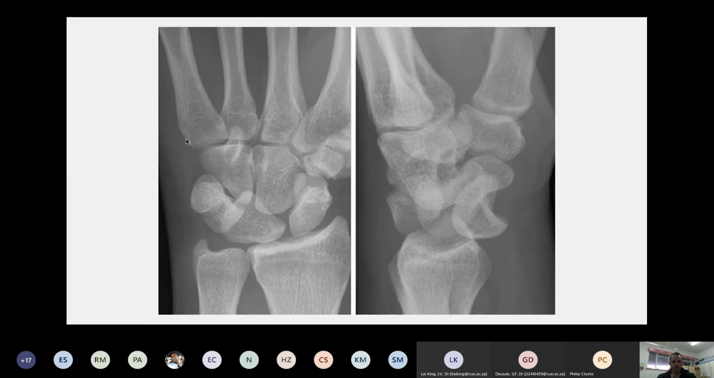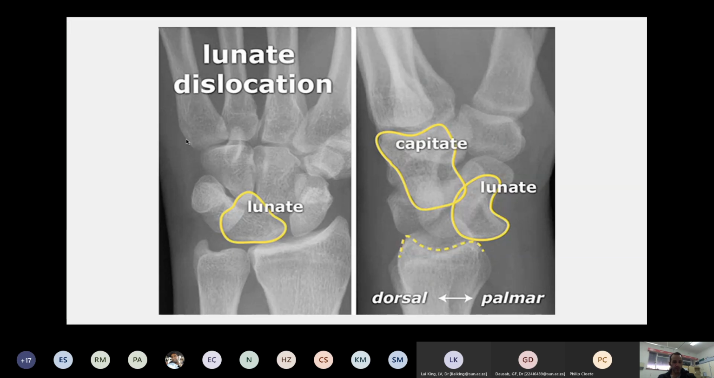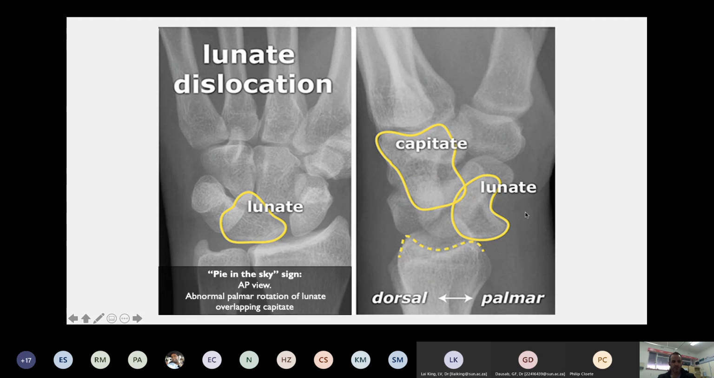Cool. So this is quite a similar X-ray to previous, but it's actually a lunate dislocation. Here you can see on the lateral aspect, the capitate and the radius are in alignment, but the lunate itself is spilled forward. We call that the spilled teacup sign. On AP view, because the lunate shifts forward and rotates at the same time, it gives us what's called the pie in the sky sign. That's only seen on the AP view, and it's because the lunate overlaps the capitate. It's abnormally rotated. On the lateral view, we have a spilled teacup sign, and that's because the lunate is dislocated forward.